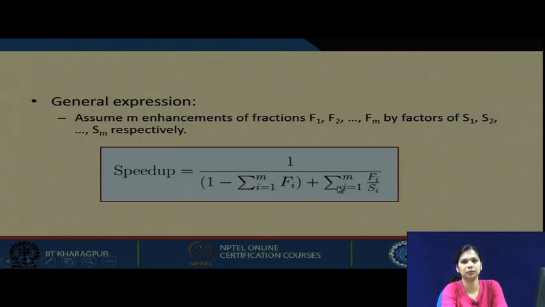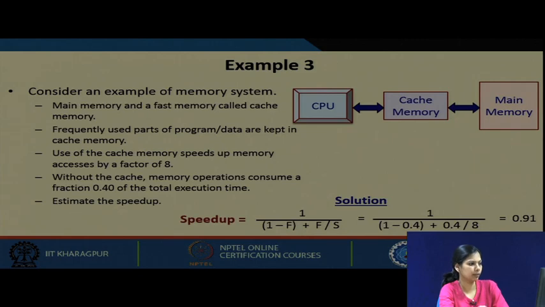as many as the number of enhancements, those many Fi will come here, plus the summation of Fi divided by Si. So, this is the general expression of speedup when multiple enhancements are taken into consideration. Now, let us take an example.